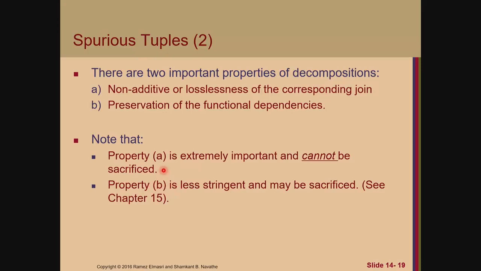And property B, about functional dependency, sometimes allows exceptions. It is less strict and may be compromised. Sometimes you will lose some functional dependency, but the data still remains complete when you join it back and does not add any information into the table. Okay, this is the concept of spurious tuples, the properties of a good schema design.